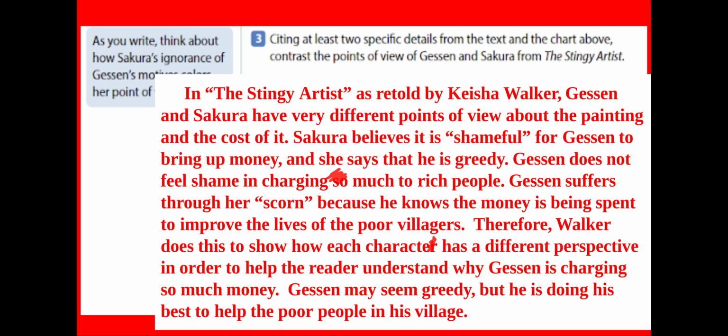I can't get rid of that. So that's going to just say so. And then we have my example that says, in The Stingy Artist, as retold by Keisha Walker, Greason and Sakura have very different points of view about the painting and the cost of it.